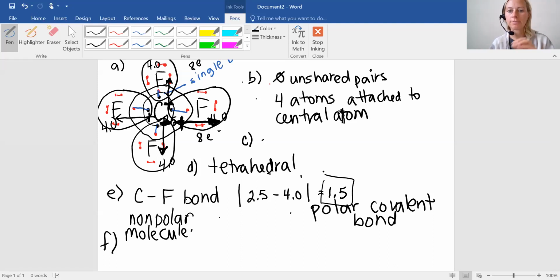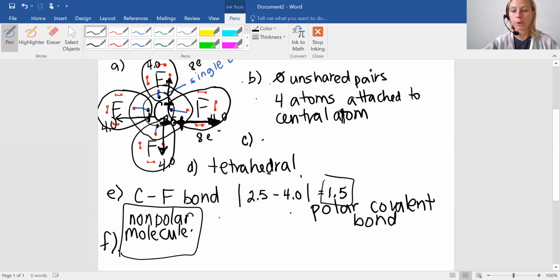So bonds are found by the difference of electronegativities. For your molecule, you're going to draw those arrows and show the pull. And if they're being pulled equally, as in this case, that molecule is considered non-polar in this case. Okay, so it is possible to have both.